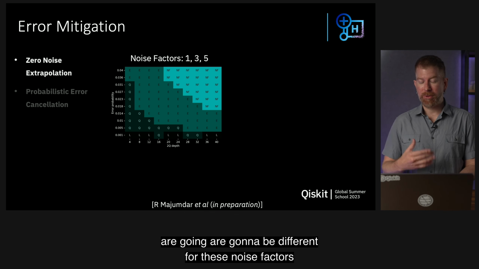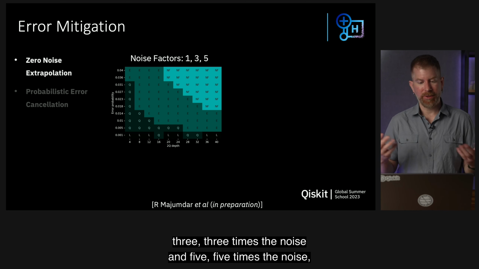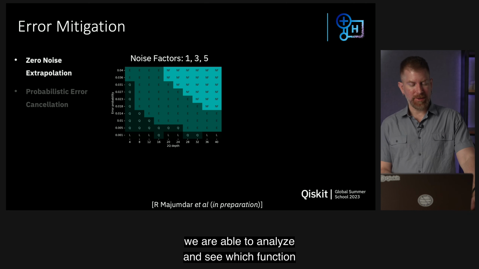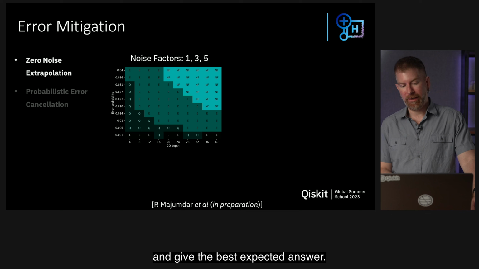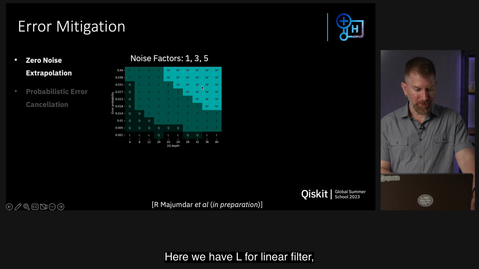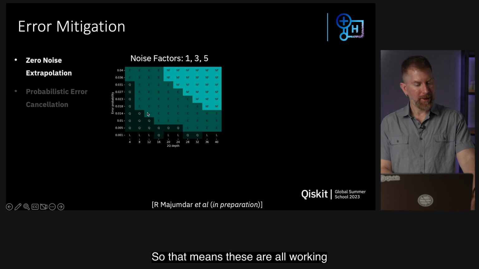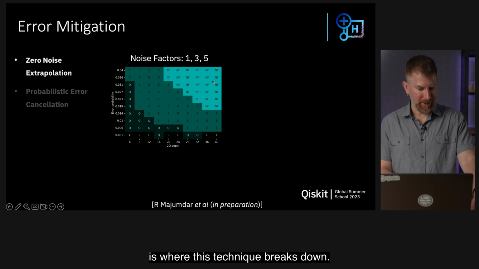For these noise factors, which are relatively large, of 1, meaning no added noise, 3 times the noise, and 5 times the noise, we're able to analyze and see which function is able to fit that noise model and give the best expected answer. Here we have L for linear, Q for quadratic, and E for exponential. So that means these are all working to give a better value than you could get otherwise. But this no fit area given by NF is where this technique breaks down.